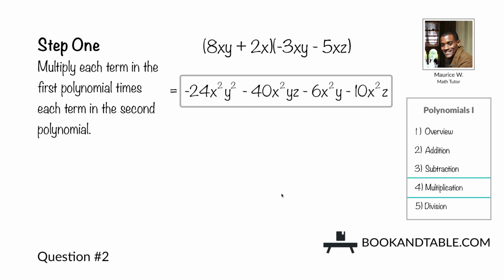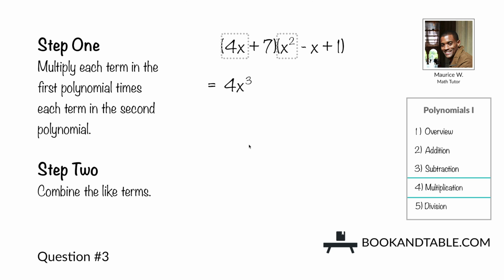In question number 3, we're asked to find the product of 4x plus 7 times x squared minus x plus 1. So step 1, multiply each term in the first polynomial times each term in the second polynomial. So 4x times x squared is 4x cubed. 4x times negative x is negative 4x squared. And 4x times 1 is equal to 4x.